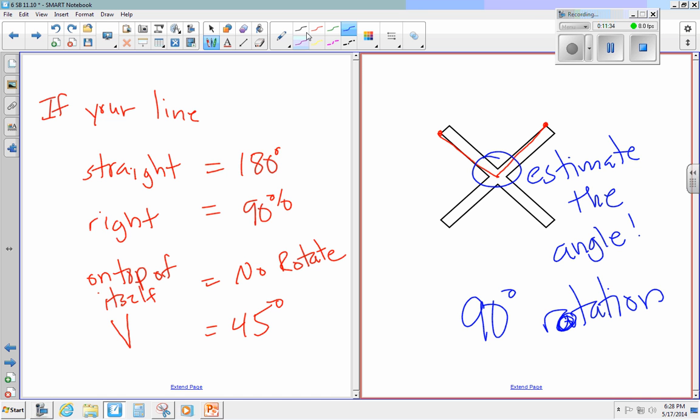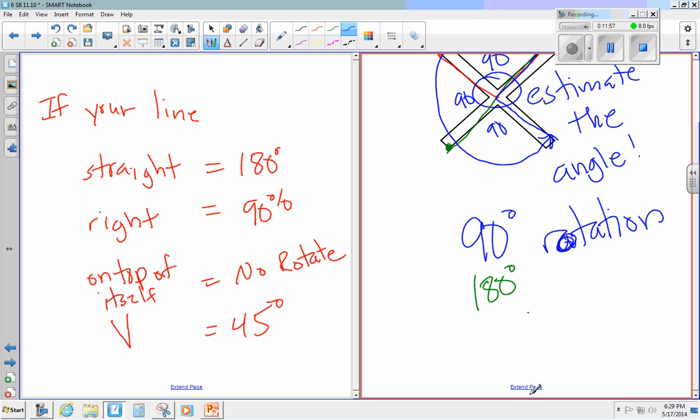Okay? Now, you could also go from this point to this point. That would be a straight line. So it has 90. It has 180 degrees. It also, if we went all the way to there, that's 90, 90, 90. It also has 270-degree rotation.